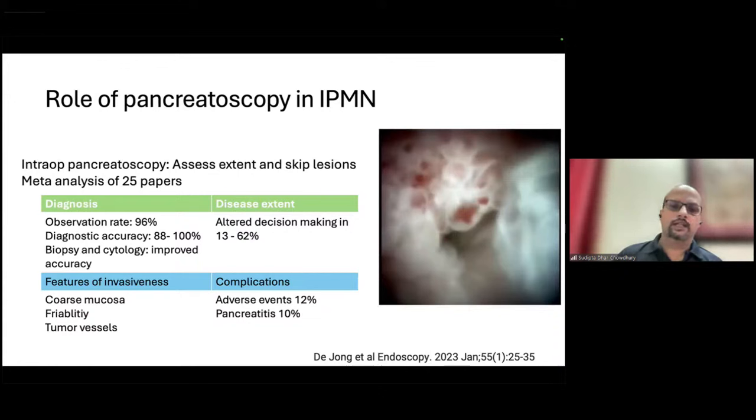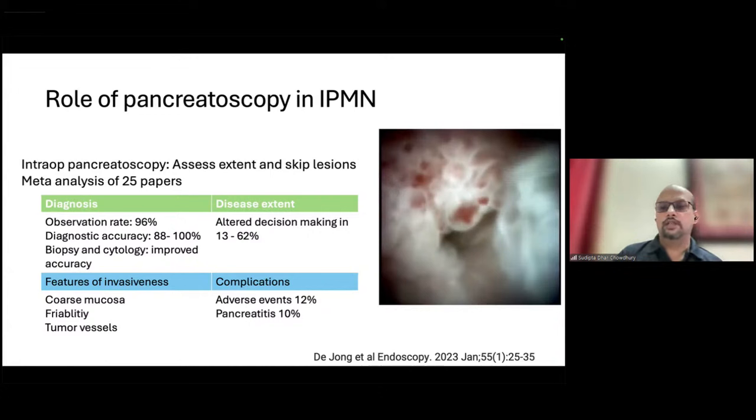I'll just go briefly into another interesting area, which is SpyGlass cholangioscopy. Now, SpyGlass cholangioscopy, as you all know, has been used routinely for assessment of the bile duct. In the pancreas, it has been used for intra-pancreatoscopy. As we discussed earlier, IPMNs can be multifocal, and therefore, in IPMN, it is important to understand the extent of the disease and to identify cystic lesions.